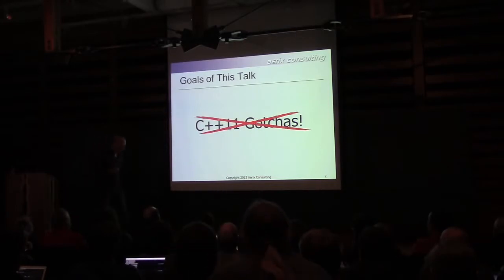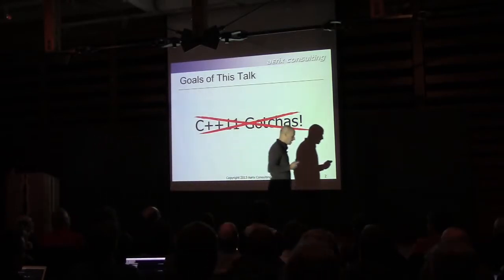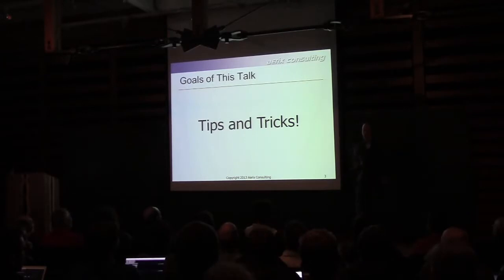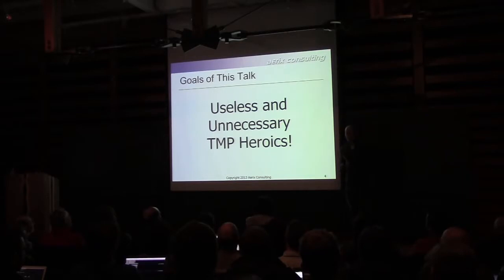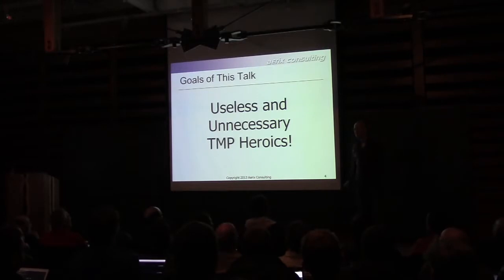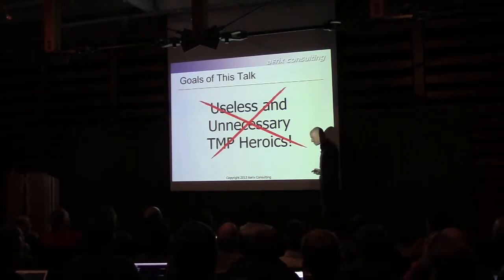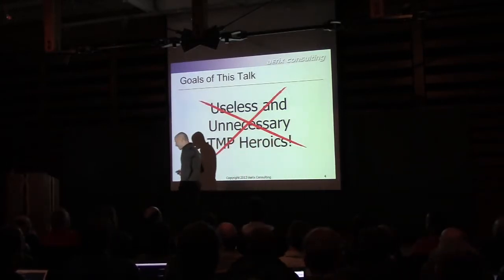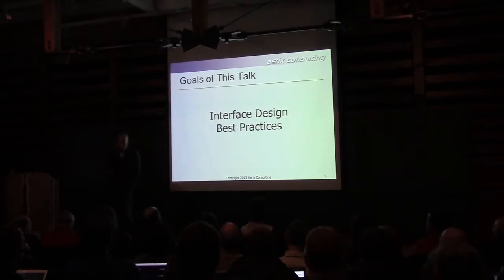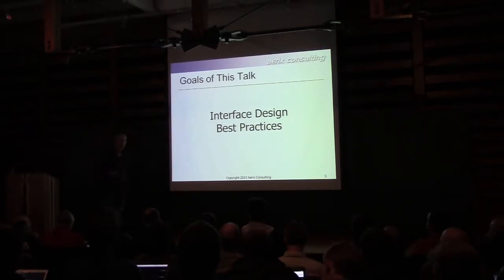So this talk, we're going to be focusing on C++ gotchas. No, wait a minute. That's stupid. I hate those talks. We'll talk about tips and tricks. No, I don't like that either. We'll talk about useless and unnecessary template metaprogramming heroics. Those of you who know me would probably be surprised that we're not actually talking about that. We're just going to be talking about best practices for using C++11 to design library interfaces. A lot of this stuff is going to be pretty basic for this crowd, but I'm hopefully going to surprise some of you with some of my recommendations, and maybe we get some interesting conversation going.